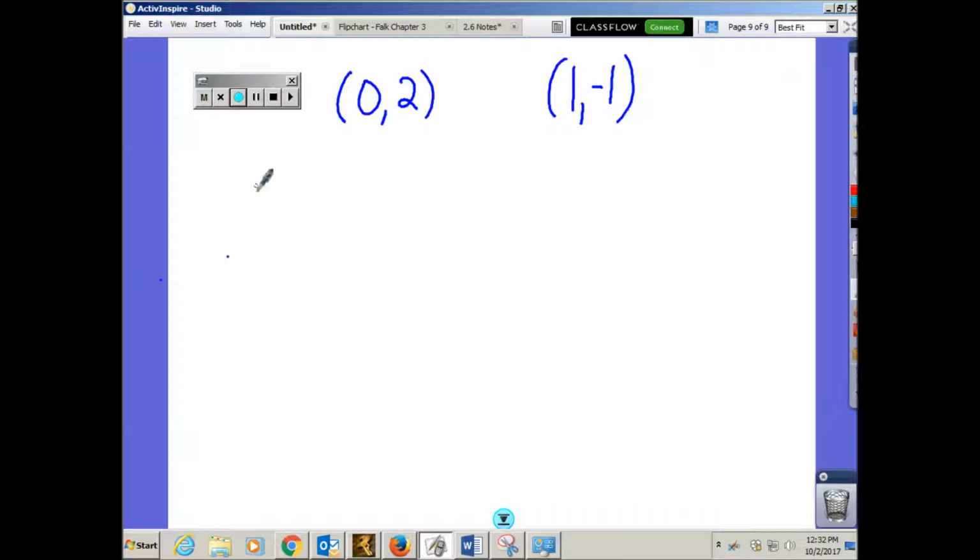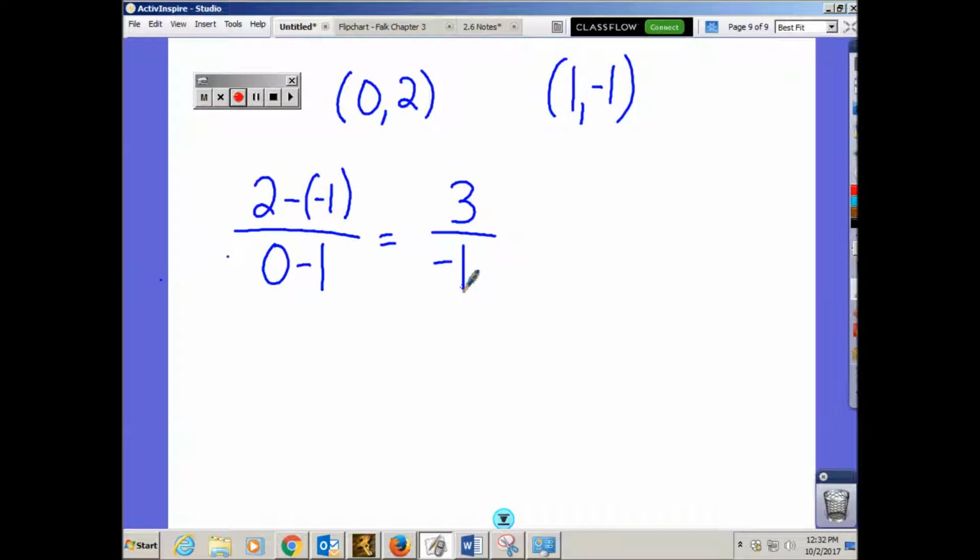So I'm just going to do 2 minus negative 1 over 0 minus 1. So that's the same as 2 plus 1, right? So that's 3. And 0 minus 1 is negative 1. And 3 over negative 1 is the same as negative 3 over 1, which is the same as negative 3. So my slope, yes? Wouldn't that be a positive 1? 0 minus 1. Yes, it becomes 2 plus 1, which is 3. Okay?